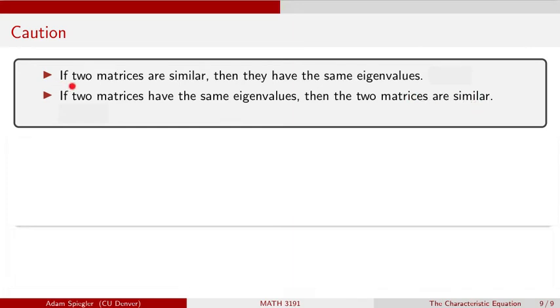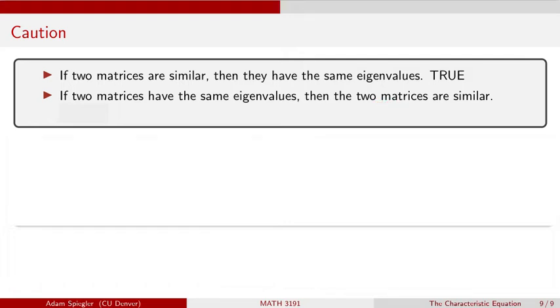And so this first statement, if two matrices are similar, then they have the same eigenvalues, we know that that is true. So this we've proven with a theorem. So this is definitely true. The question is, well, what if we change the order of these conditions? Namely, if two matrices have the same eigenvalues, does that imply that those two matrices are similar?